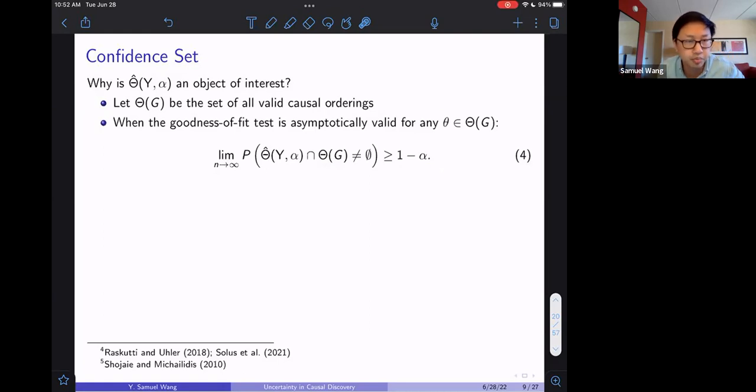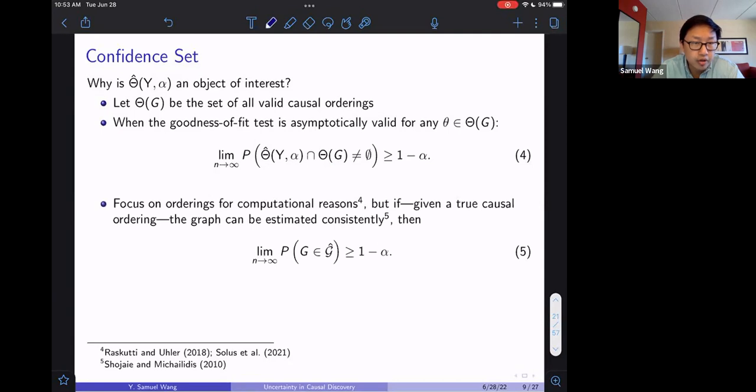In some ways, it's probably a bit more natural to make a statement about the probability that the true set would be contained within the estimated set, something like this. But since we don't know a priori the number of valid orderings, it becomes a little bit harder to make a statement like that.